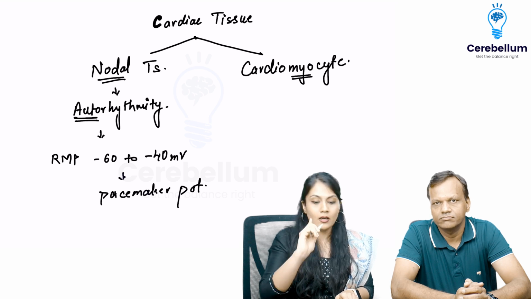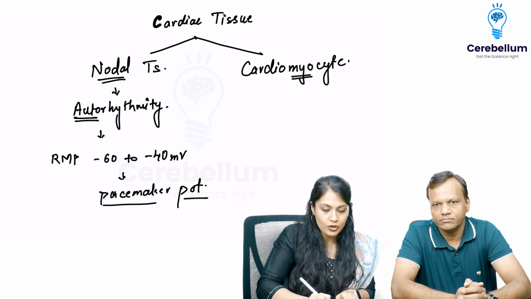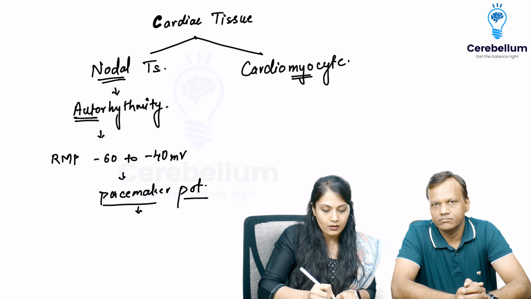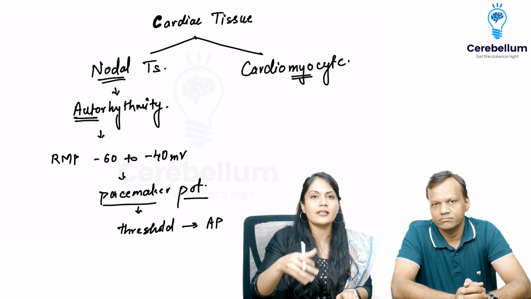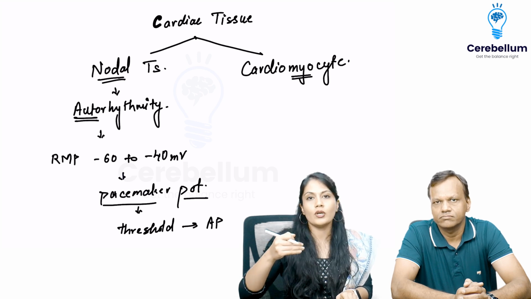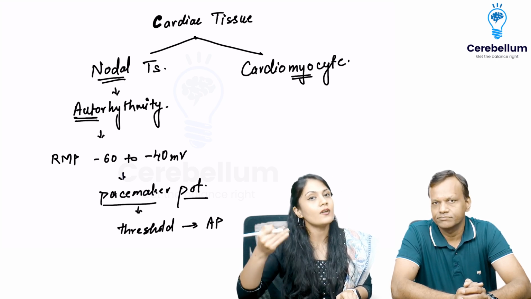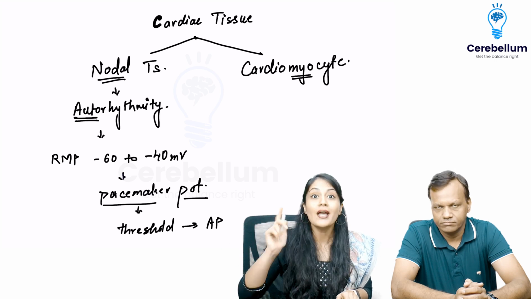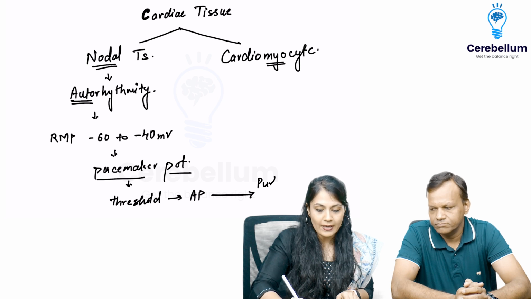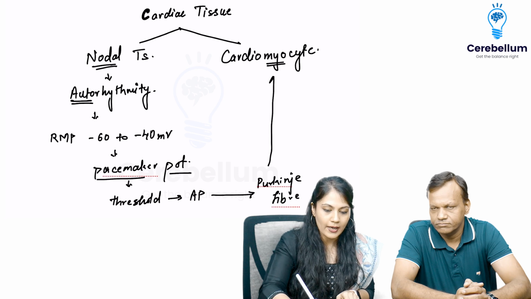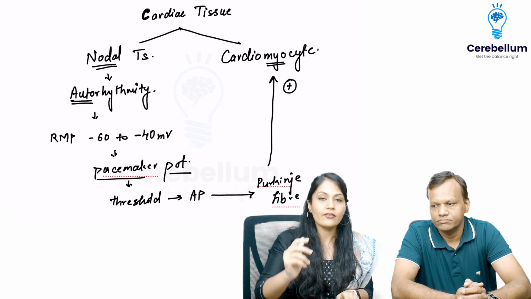Remember, this is the pacemaker potential which is going to give the nodal tissue the property of autorhythmicity and make it reach the threshold, right? And then the action potential will be generated. Usually in a normal healthy adult, it is your SA node which will carry forward the impulses to the AV node, bundle of His, bundle branches, and then to the Purkinje fibers. Those Purkinje fibers then carry forward the signals towards my cardiomyocyte, and they will give the advice, right?